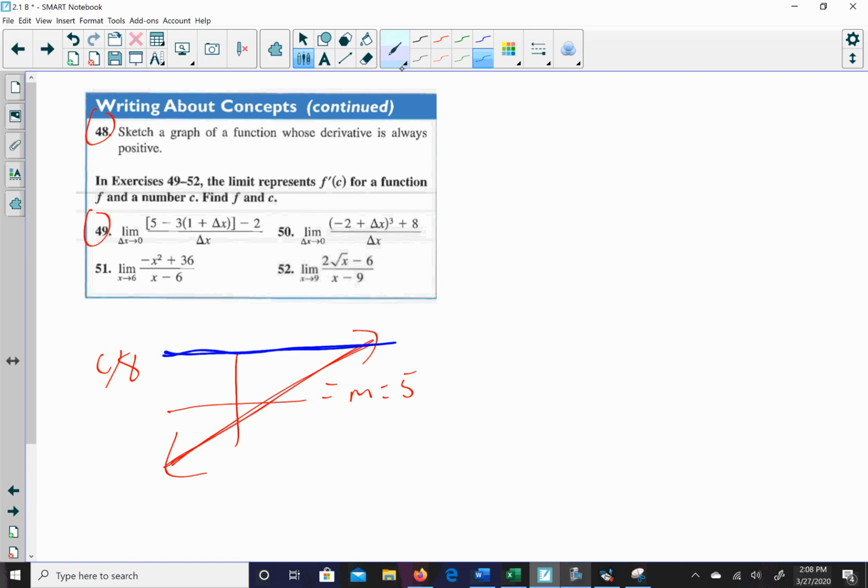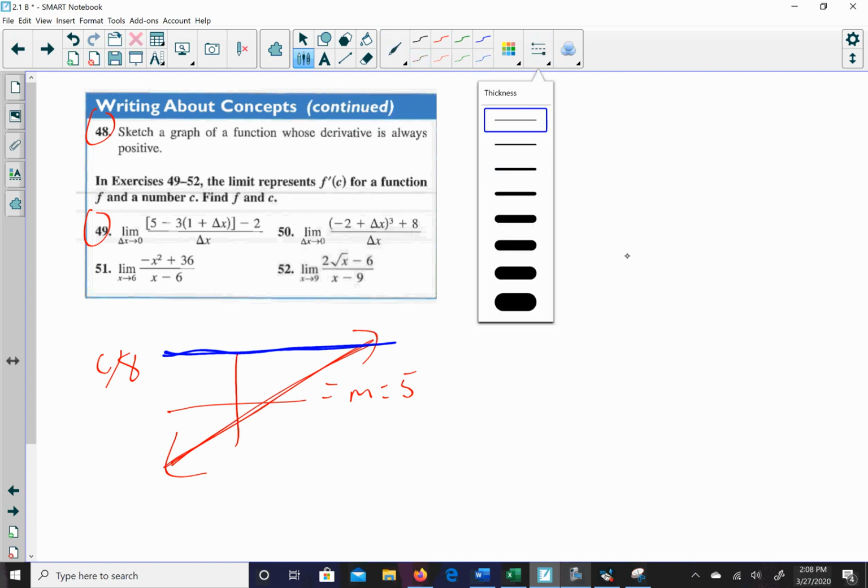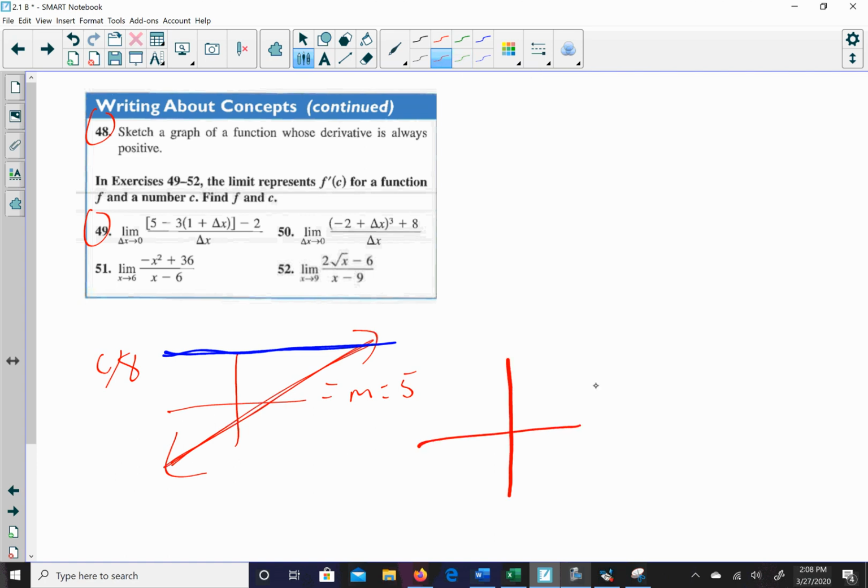If I want to get more creative, I can think of another function that's always increasing, and the one that I'm thinking of right now is something like x to the third, something that goes like that. That's always increasing. So that would be another example where the derivative is always positive. So remember, there's more than one right answer.